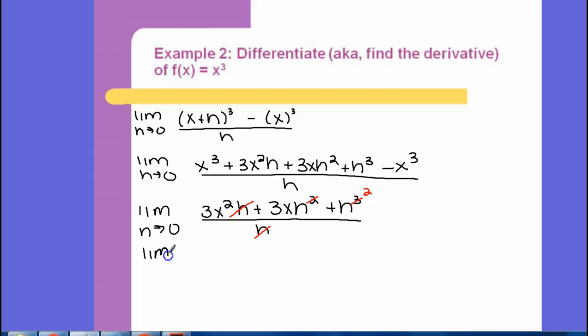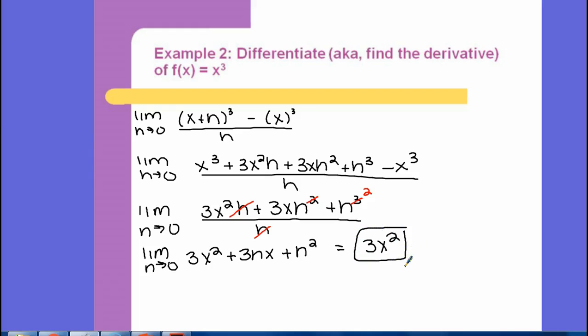Thus giving the limit as h approaches 0 of 3x squared plus 3xh plus h squared. Now, since there's no h in the denominator, we're okay to take our limit. The last two terms zero out. And we get 3x squared.